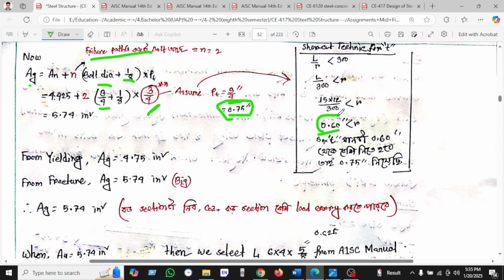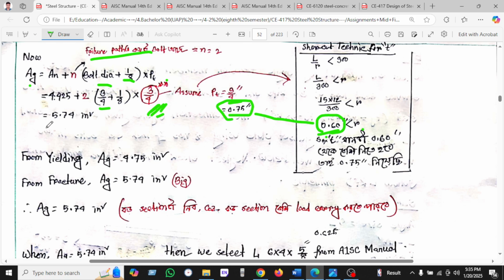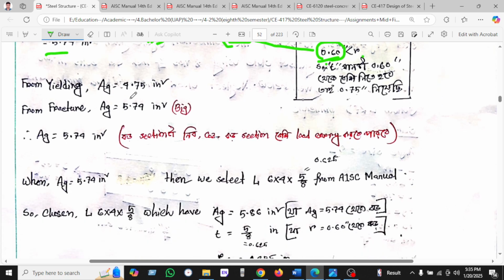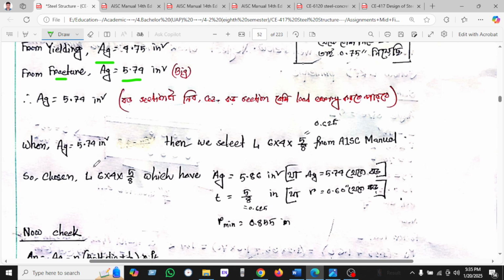That's why we are taking the assumption for the value of r and the plate thickness is 0.60, but we take the value close to 0.60, which is 0.70. Okay, so in this way we found Ag. From yielding we found 4.75, and from fracture we found 5.74. We take the bigger value, so the bigger value 5.74 we will consider. When Ag is 5.74, then we will select the section.